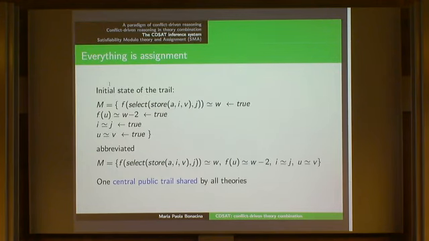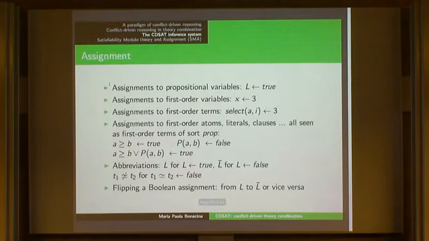Okay, now in CDSAT, everything is an assignment. So the initial state of the trail will have the literals that we had in the set P, with each of them assigned the value true. And of course it can be abbreviated by simply omitting the assignment. And the idea is that the system works with one central public trail which is shared by all the theories.